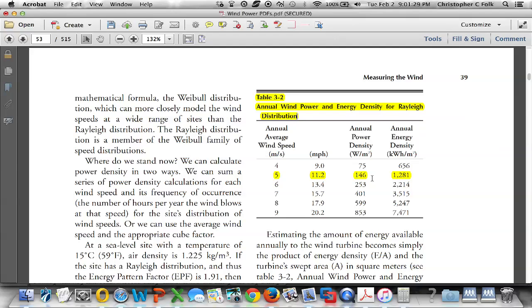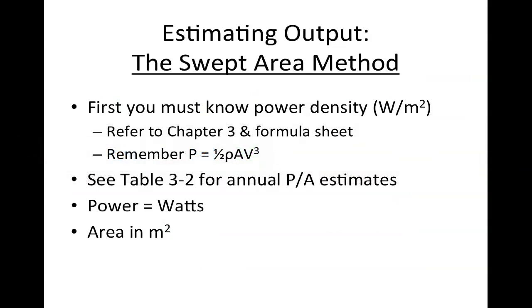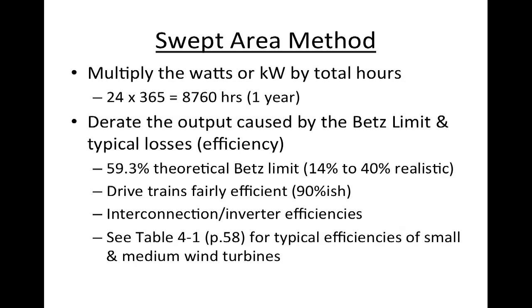And if we multiply that times the number of hours in a year and convert it to kilowatt hours, we end up with 1,291 kilowatt hours in that area. But that was chapter 3. So we remember the powers in watts, the areas in meters squared, and we multiply again times 24 hours in a day times 365 days is 8,760 hours in a year.